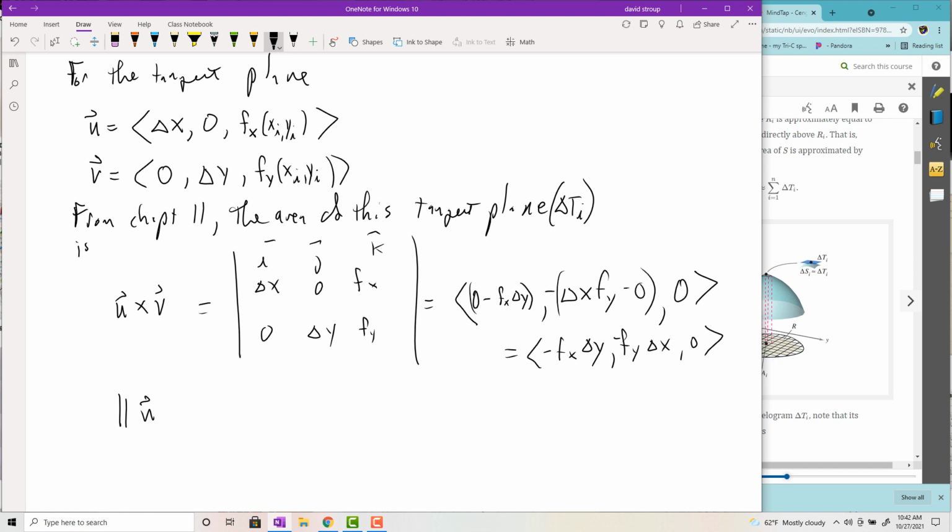The magnitude of u cross v is going to end up looking very, very familiar. Square root of 0. Shouldn't it be 1? Did I make a mistake?